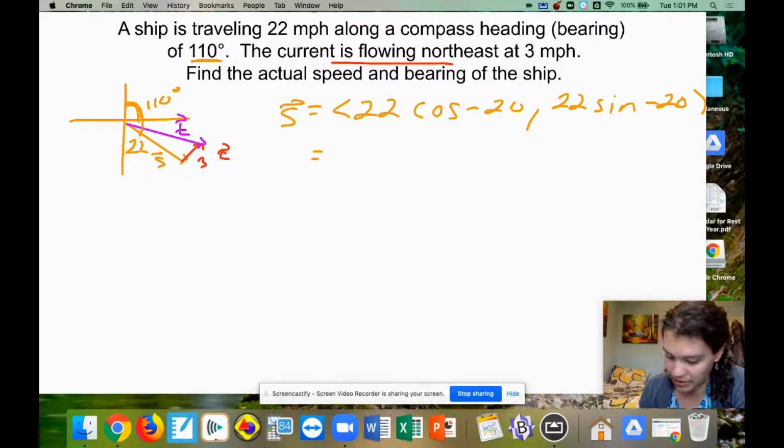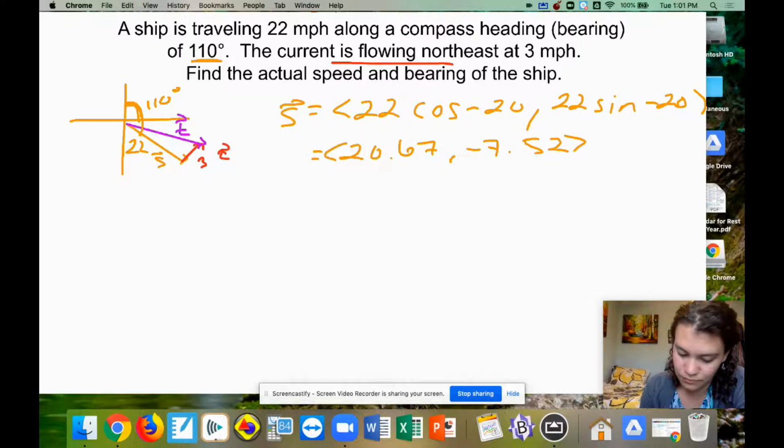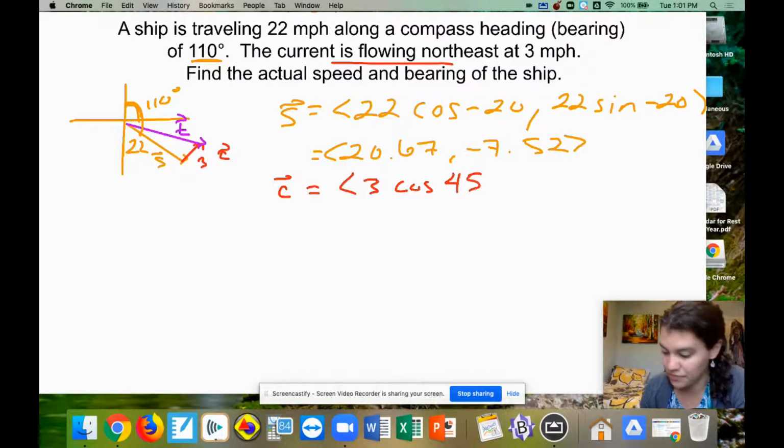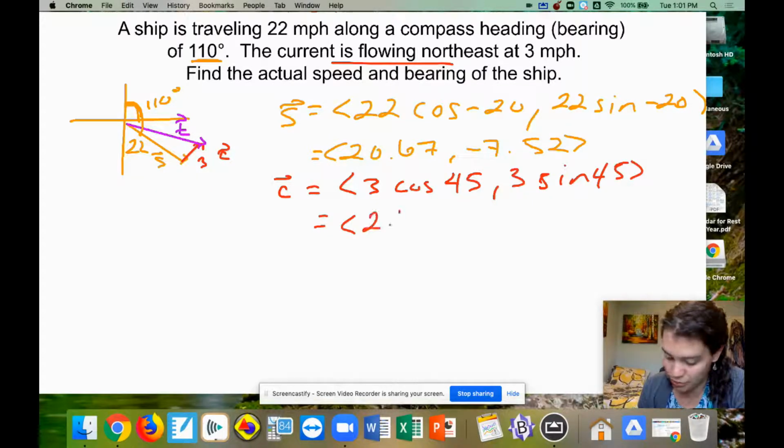Type this in and you'll get 20.67 and -7.52. Now find the current. So here we have 3 cosine and we're going northeast. So northeast is going to be a nice 45-degree angle. If it just tells you northeast or like southeast, assume we're exactly halfway in between. So then 3 sine of 45, you'll end up with 2.12 and 2.12.